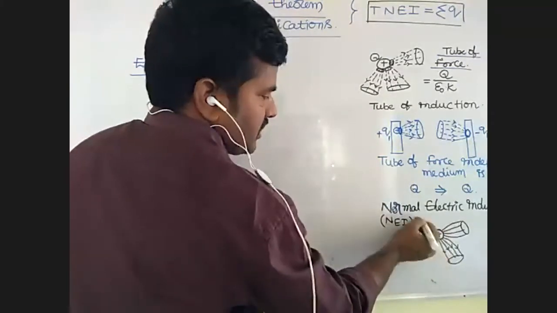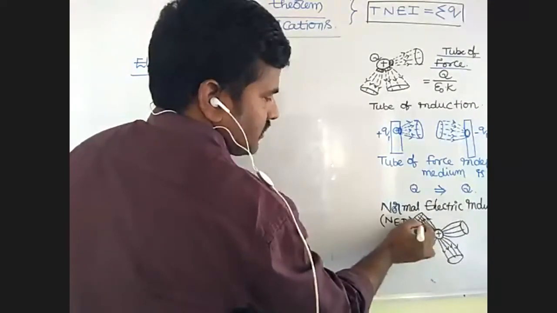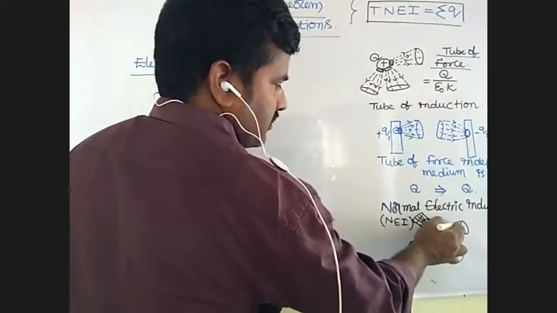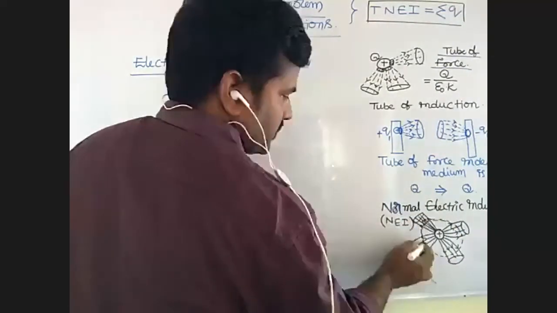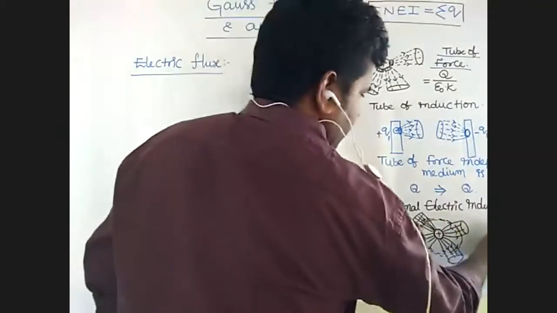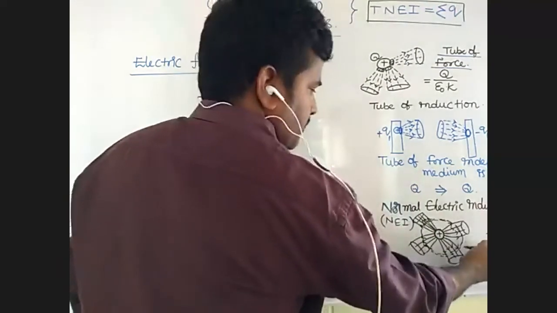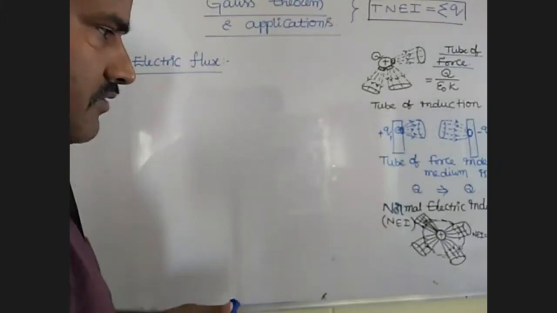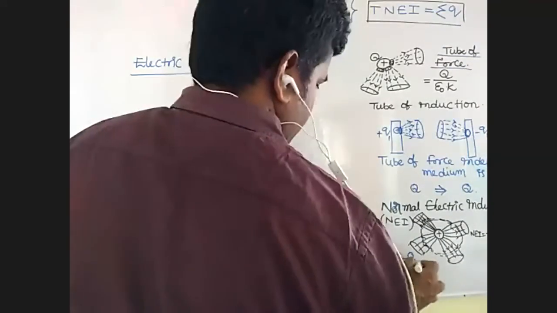That means an imaginary path is considered. This is the tube of induction. Tube of force independent of the medium is called the tube of induction. This induction passing through a given area, tube of induction per unit area, is called NEI, normal electric induction. Normal electric induction is written as Q upon area.